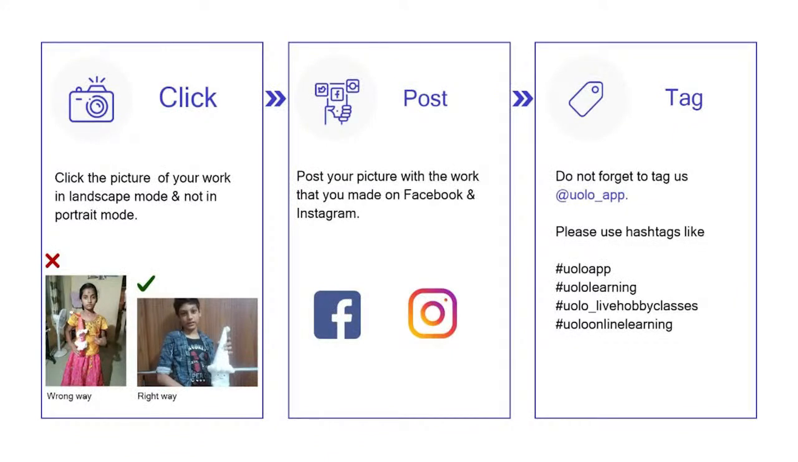Just a tiny reminder. Your submission looks a lot better if you could click a photo in the landscape mode rather than the portrait mode.